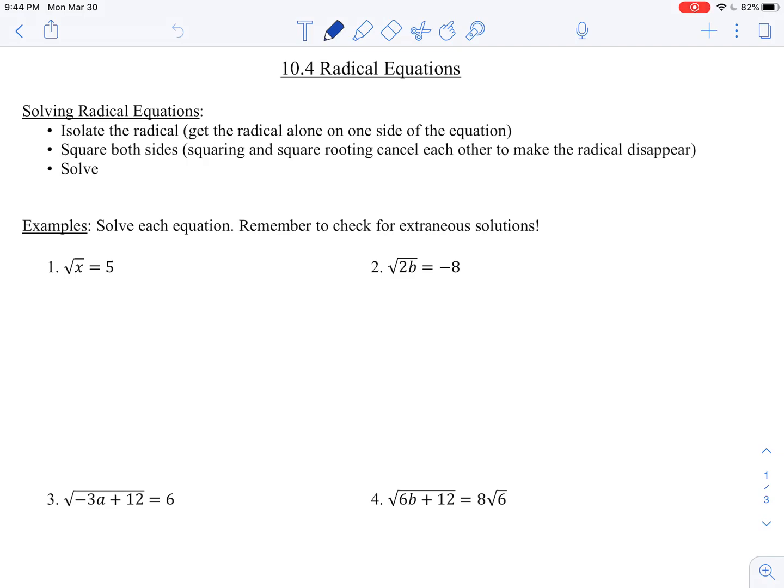When you look at question number 1, the square root is the only thing on the left side of the equation. So we have the square root of x equals 5. To undo the square root to get a plain old x, we're going to square both sides of the equation. So on the left side, the square root of x squared just becomes x. On the right side, 5 squared is 25.